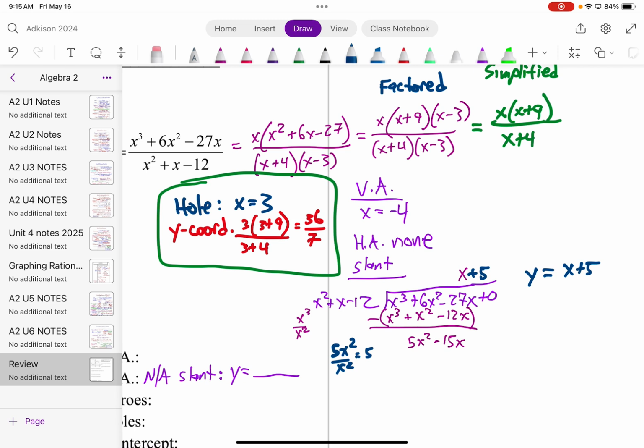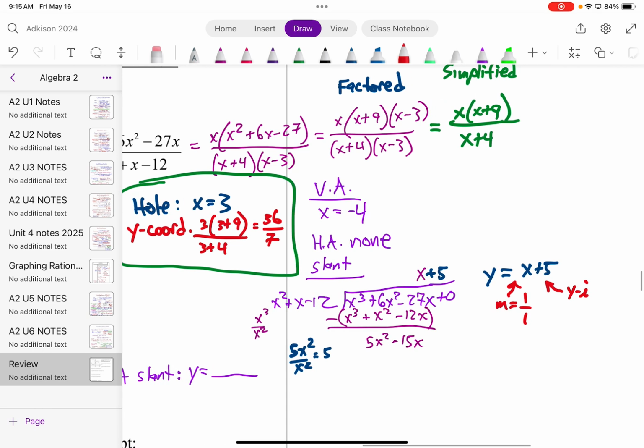In terms of graphing that, we need a slope and a y-intercept. So which is which? Your y-intercept is the 5, your slope is 1. So 1 up, 1 over, from 5. Yep. Okay, in terms of graphing.